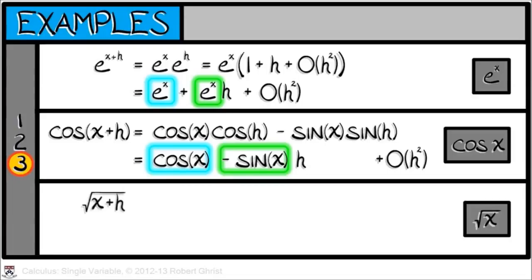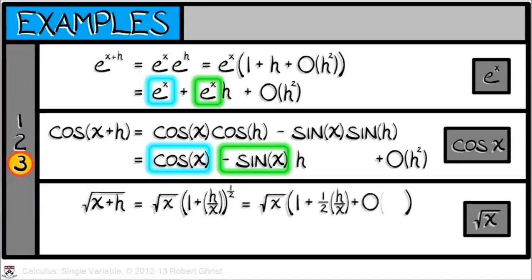For the square root, we have to simplify the square root of x plus h. How do we do that? Well, if we factor out a square root of x, what is left over is 1 plus h over x, all to the power 1/2, or the square root of it, if you like. I write it in this form so that we see the binomial series come into play, and using that binomial series gives us an expansion of 1 plus 1/2 times h over x plus something in big O of h over x quantity squared.